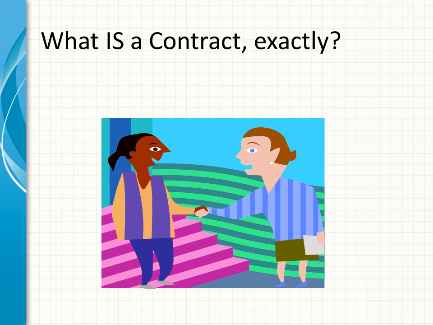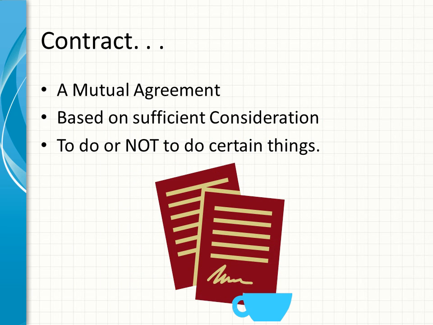So exactly what is a contract? And I'm taking the definition right out of the old exam. It's a nice, neat, very, very clean definition. It's a mutual agreement based on sufficient consideration to do or not to do certain things. I'll repeat that. A mutual agreement based on sufficient consideration to do or not to do certain things. Let's explore.